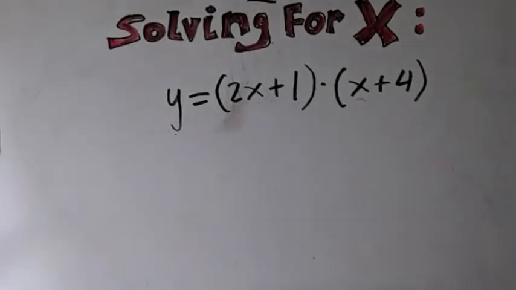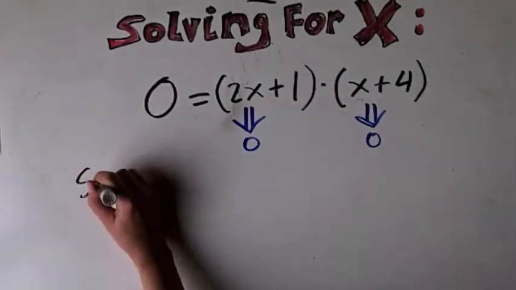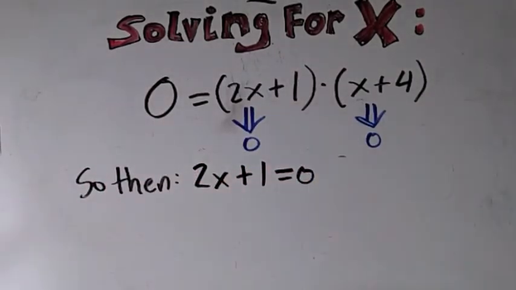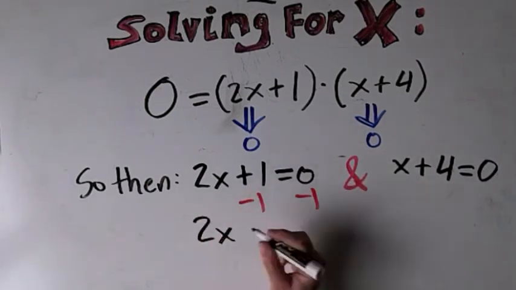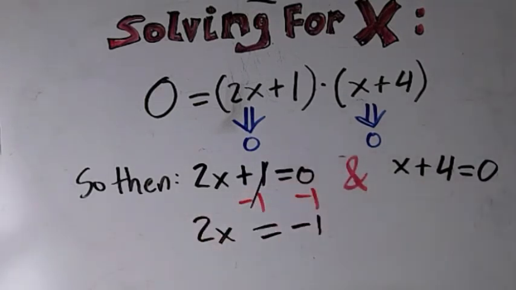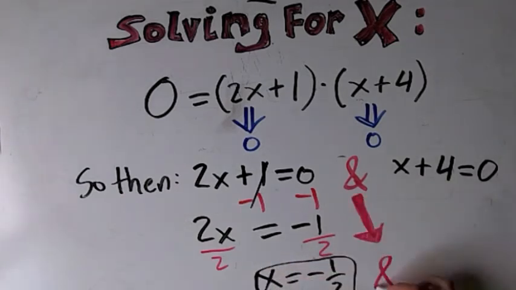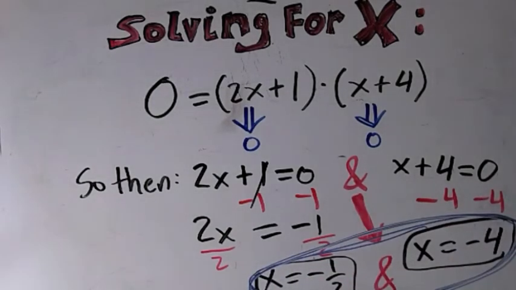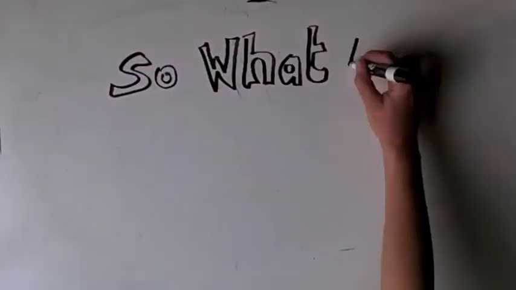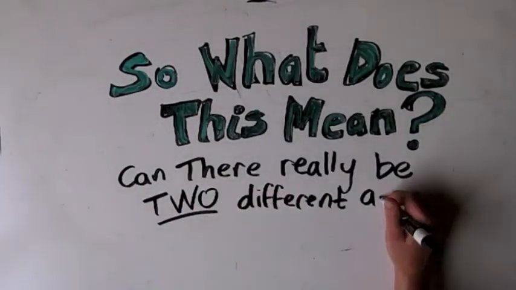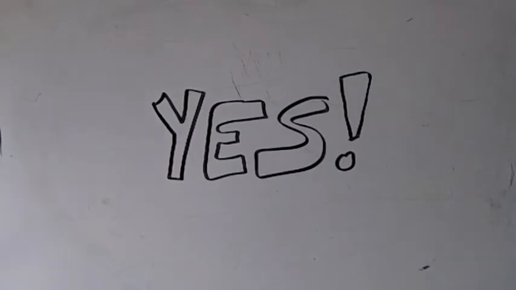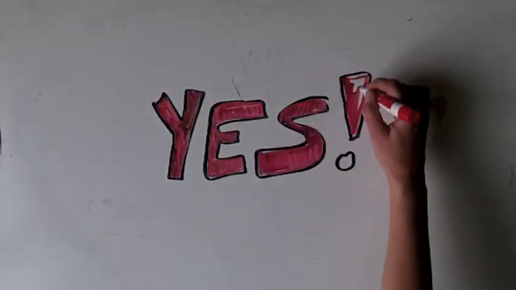This helps us greatly by allowing us to set 2x plus 1 equal to 0 and x plus 4 equal to 0. We can now solve to find two different possibilities for what x can equal. In this case, x equals negative 1/2 and x equals negative 4. So what does this mean? Can there really be two different answers for x? Why, yes, although one answer may not make sense in a given context.